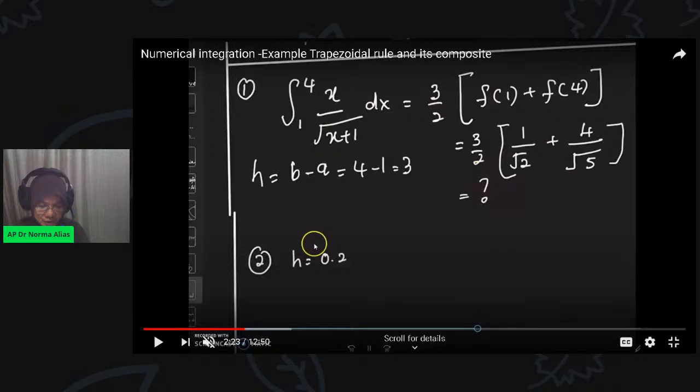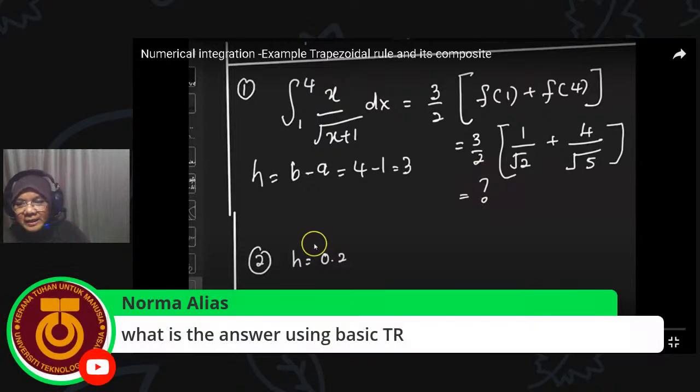You can go to page 6, chapter 6, right? You can go to chapter 6. You will get the answer without any formula. The basic trapezoidal rule: (b minus a) divided by 2, times (fa plus fb). This is the trapezoidal rule.